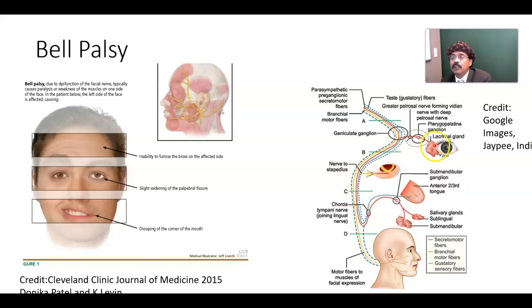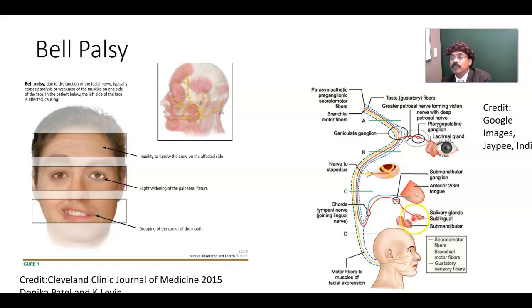No problem in the lacrimation. There will be no hyperacusis, but certainly motor function of this side of the face will be lost, and the secretomotor function of the salivary glands, like submandibular and sublingual, too, not the parotid.